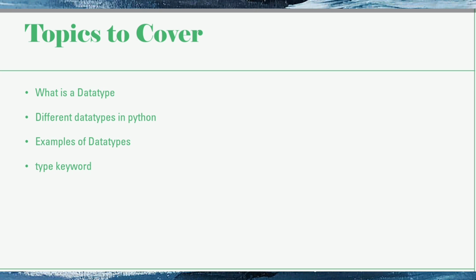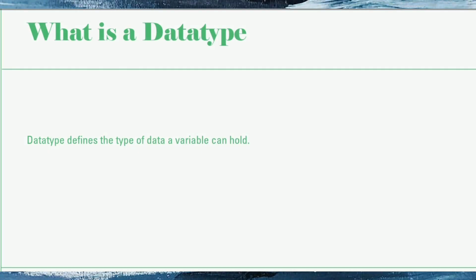In the previous lecture, we discussed variables in Python. Today we will cover what a data type is, the different data types in Python, then we will see some examples of it, and lastly we will see the type function in Python. So let's get started.